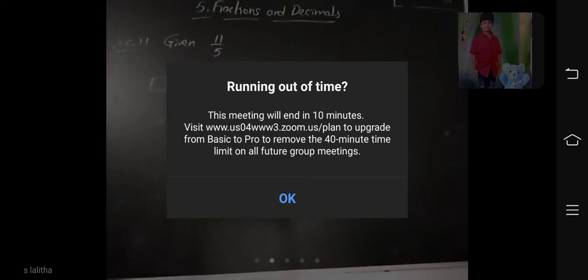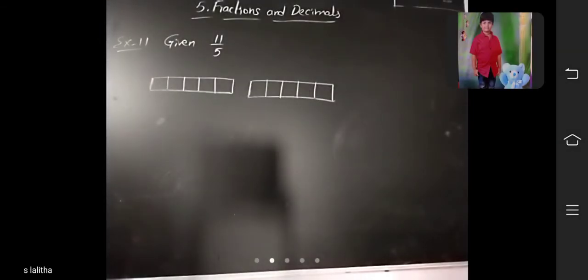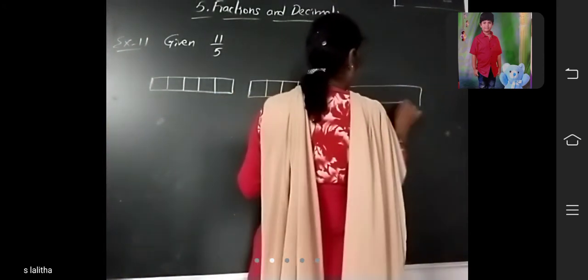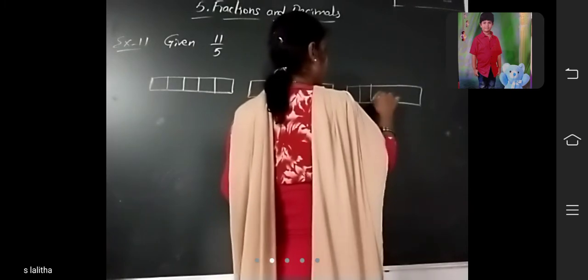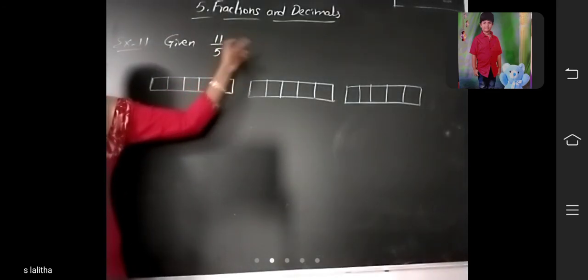Again draw another box. You can draw the same box and divide it into 5 parts: 1, 2, 3, 4, 5. Now the numerator is 11, so you have to shade 11 parts.